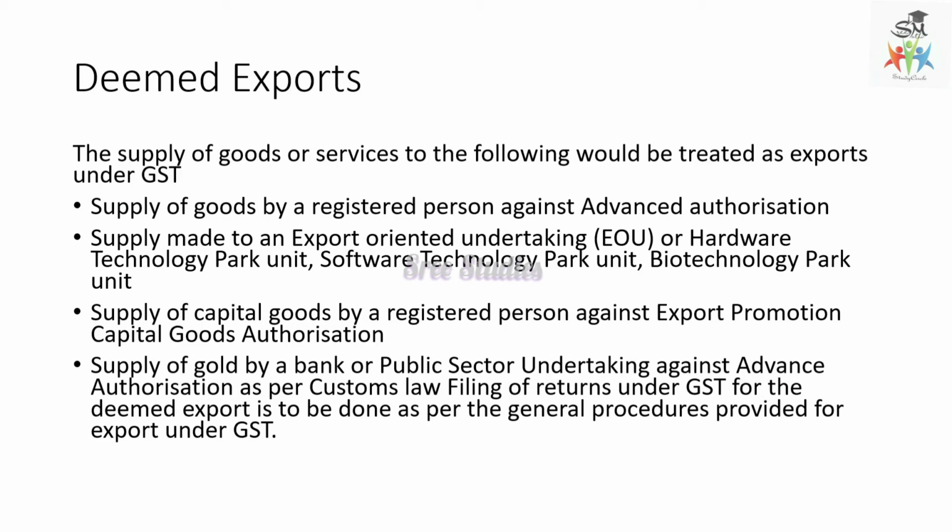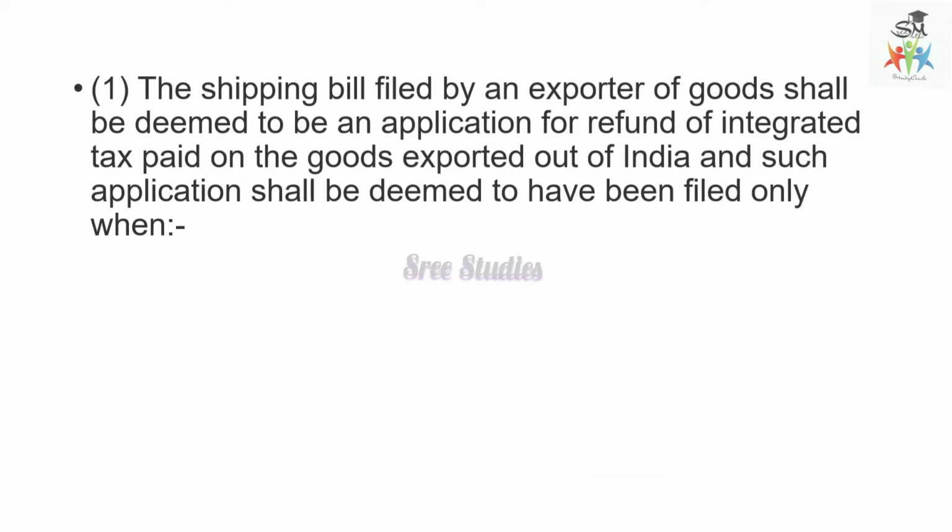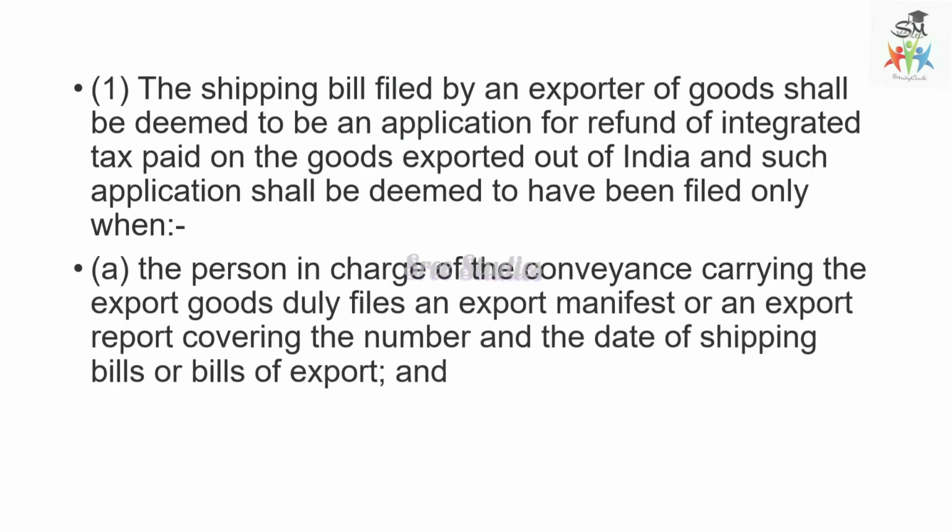Filing of returns under GST for the deemed export has to be done as per the general procedures provided for export under GST. Whether they can get a refund, yes, they can get a refund as per rule 96 of CGST. The shipping bill filed by an exporter of goods shall be deemed to be an application for refund, and the person in charge of conveying the export goods duly files an export manifest or an export report covering the number and date of shipping bills or bills of export.